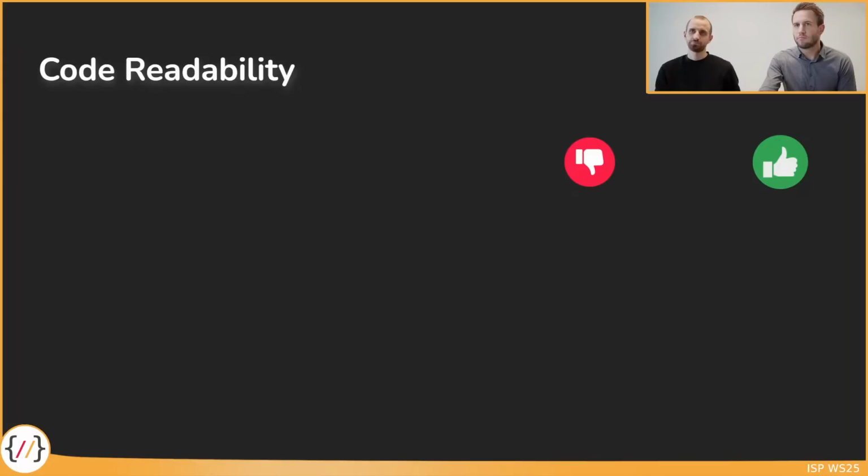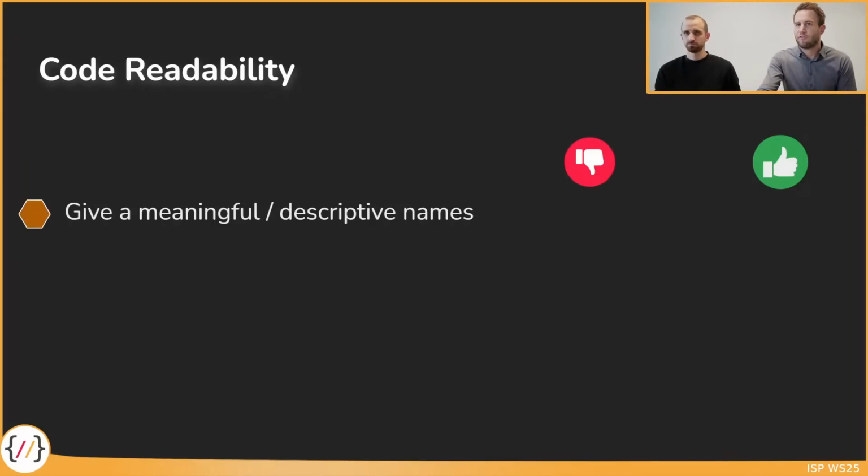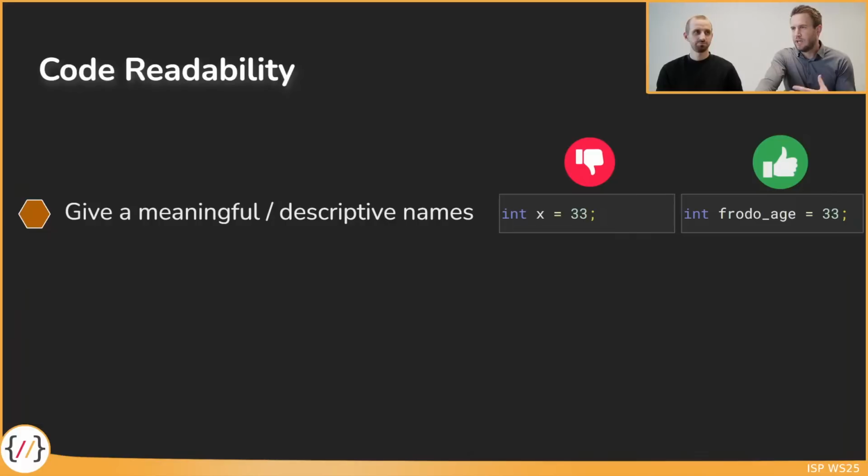Yeah, and here are some suggestions for good readability and also bad readability in this case. The first hint is to give meaningful and descriptive names for your variables. For example, X is in most cases not that appropriate, but if you say you have a variable that is called Frodo age, I think we then know it's maybe a person or a name, Frodo, with the age 33 then. With X, we do not really know what the reason of the variable is then.